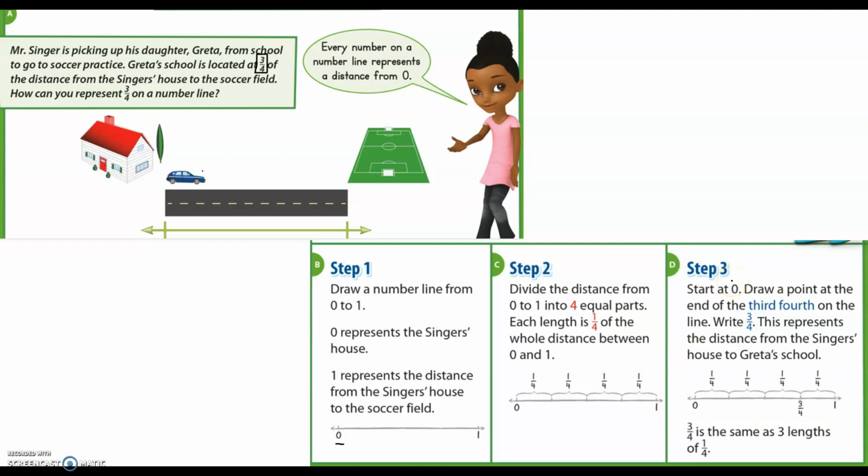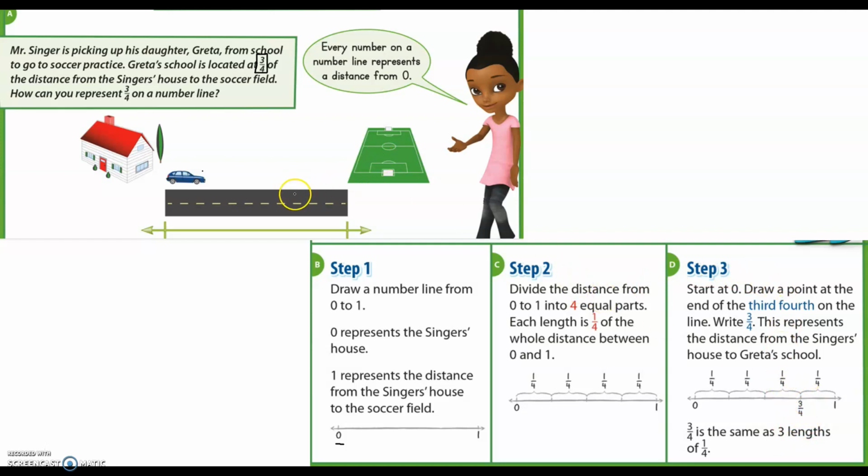Now we're going to start at the 0 and draw a point at the end of the 3/4 on the line. Write 3/4. This represents the distance from the Singer's house to Greta's school. Now, why are we doing 3 jumps? Well, if you go back to the problem, again, we know that the denominator is 4 equal parts, but we know that her school is 3/4. So that's the reason we're drawing 3/4 right here.